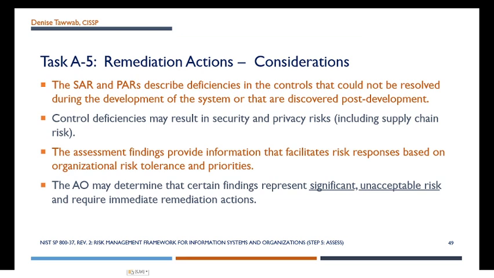All right, things to think about with respect to remediation actions. The security assessment report and the privacy assessment reports describe deficiencies in the controls that could not be resolved during the development of the system or that are discovered post-development. Control deficiencies may result in security and privacy risk, including supply chain risk. The assessment findings provide information that facilitates risk responses based on the organization's risk tolerance and priorities. The authorizing official may determine that certain findings represent significant unacceptable risk, and he or she may require immediate remediation actions.